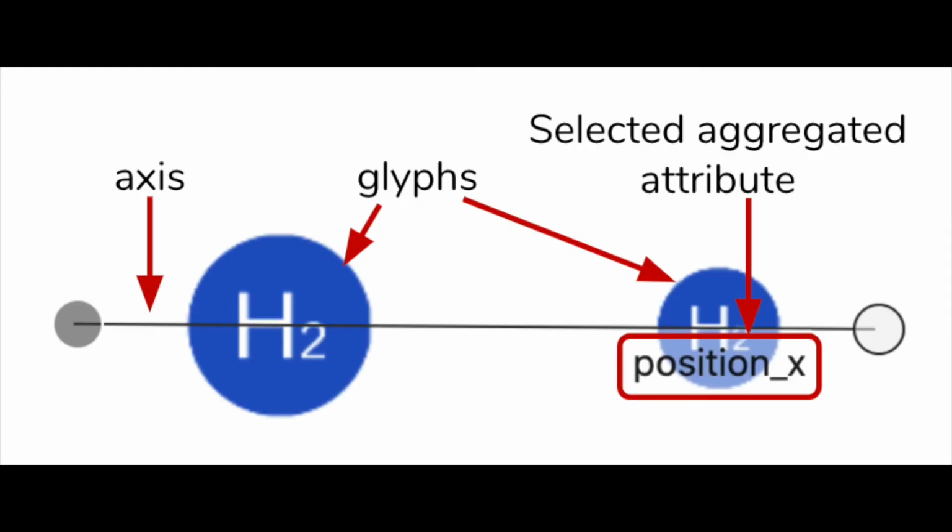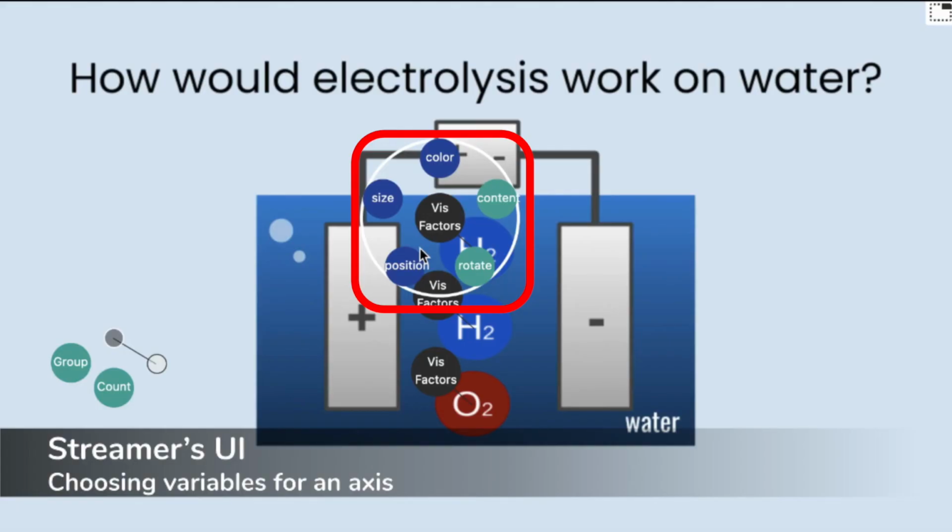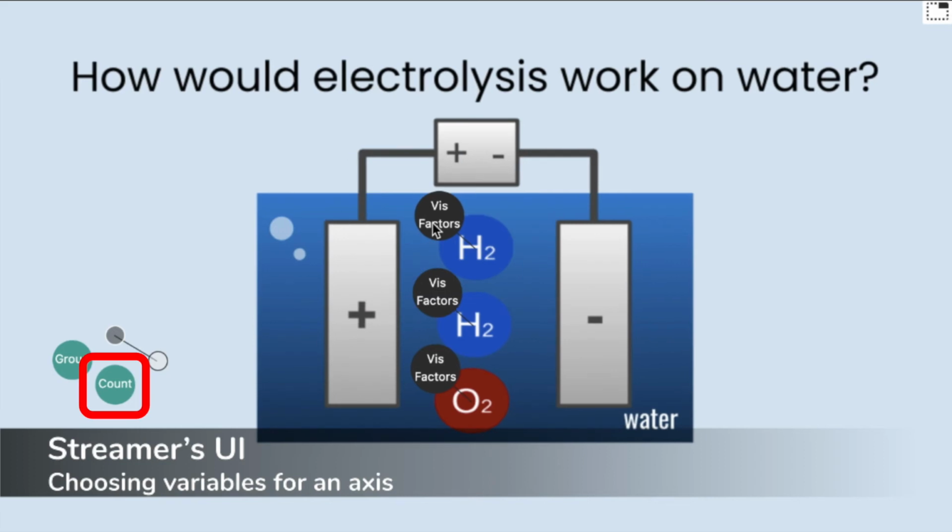The visualization is done with axes and glyphs, where glyphs are placed along the axis. The streamer first needs to configure which aggregated data attributes, or variables resulting from the aggregation, will decide the position of glyphs. It can be aggregated visual attributes, or the count of viewer inputs in each group, or a similarity metric that indicates how similar groups are to each other.